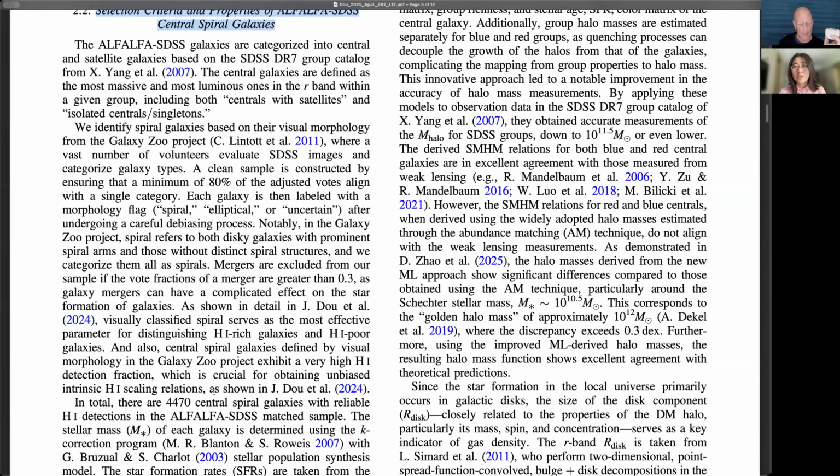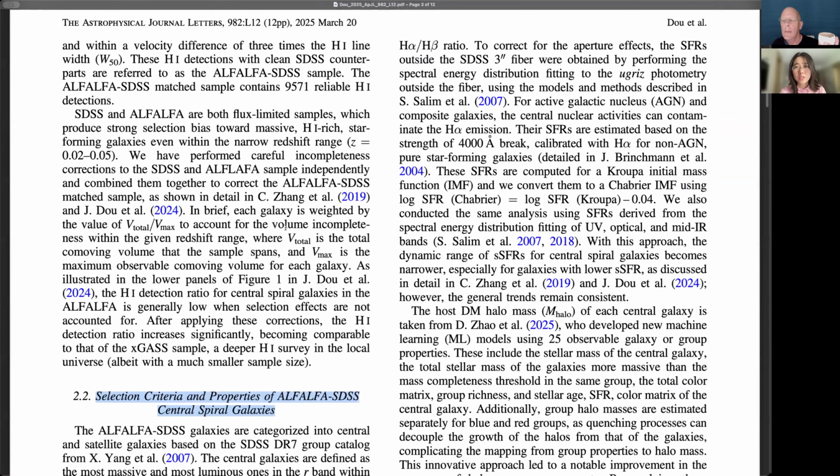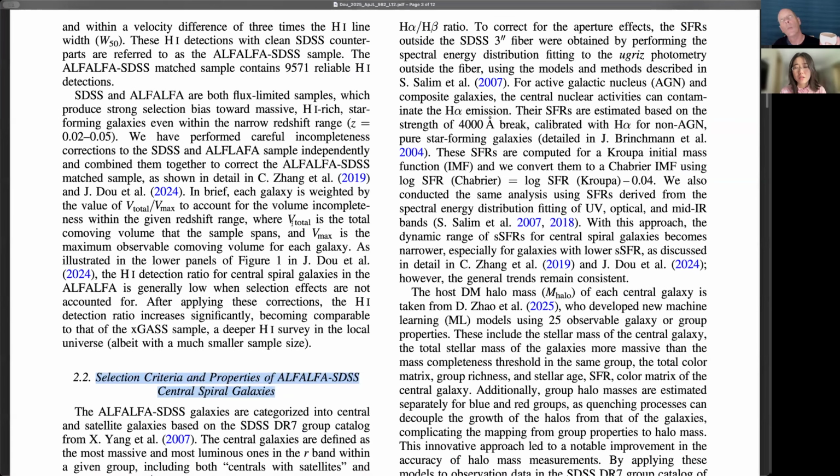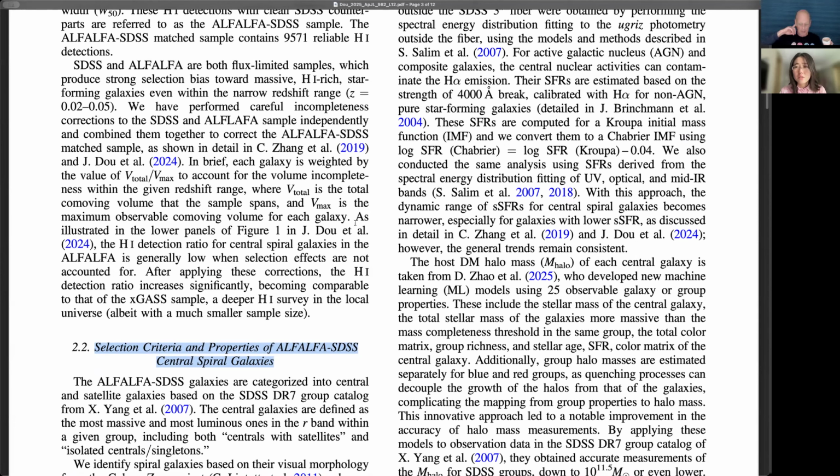Traditionally, people used the halo mass estimated from the abundance matching technique. But that method assumes a one-to-one correlation between the total stellar mass of the group and the halo mass. And it turns out that their results do not show very good agreement with the observations from the weak lensing measurements. In this work, we utilized the dark matter halo mass for the galaxies from Zhao et al. 2025's work. He is also one of our collaborators.